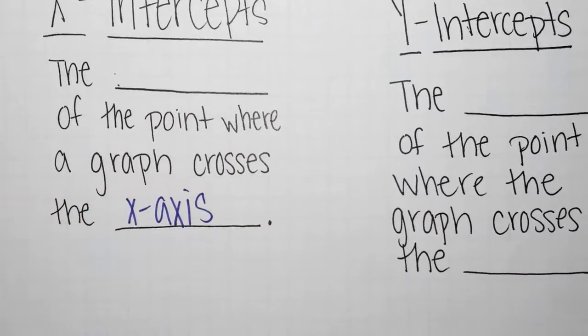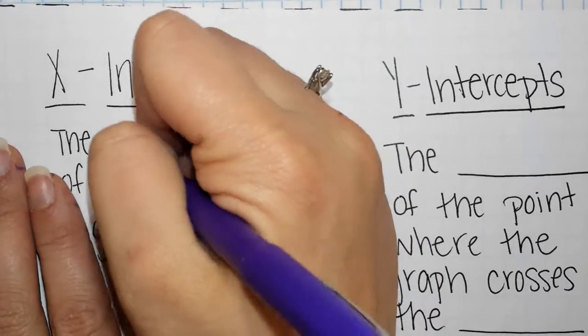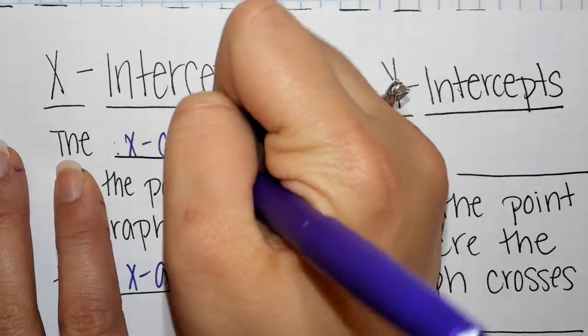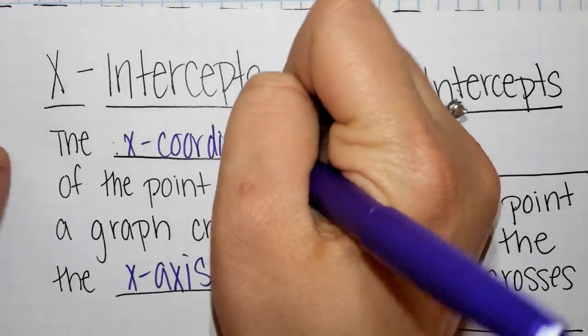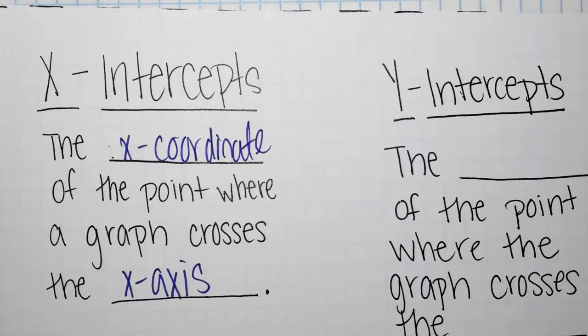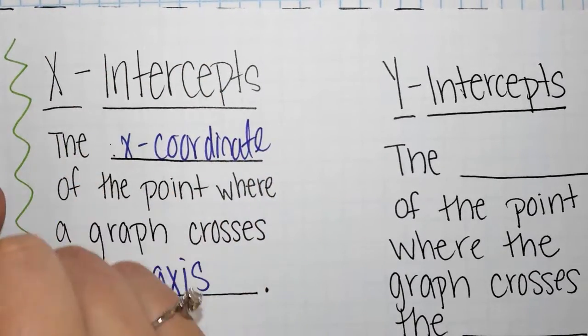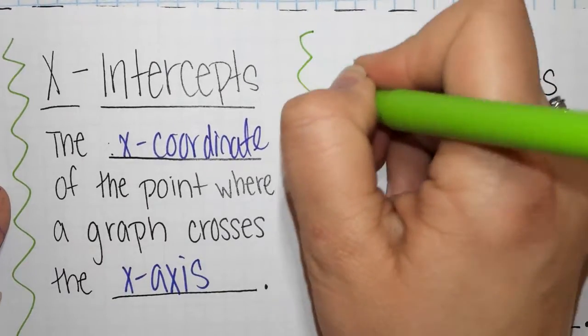So what do you think, is it the x-coordinate or the y-coordinate? The x-coordinate. Good. So it's the x-coordinate of the point where a graph crosses the x-axis. If you don't quite understand that, that's okay, because we're going to talk about what that looks like in just a minute.